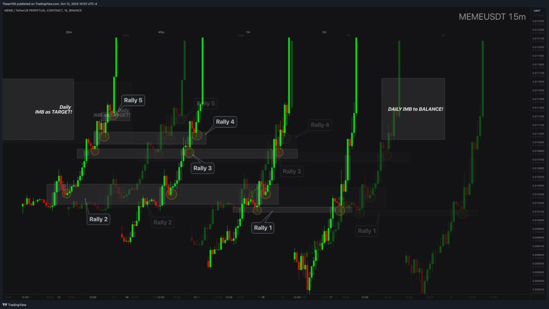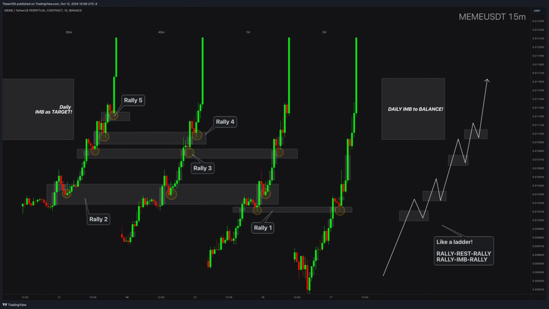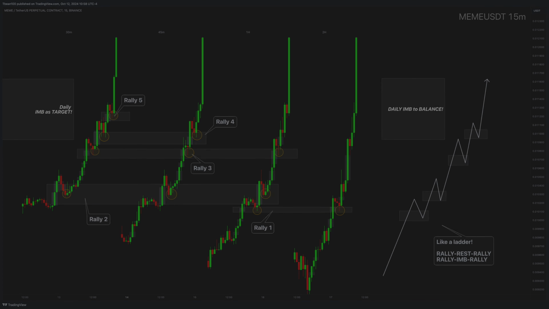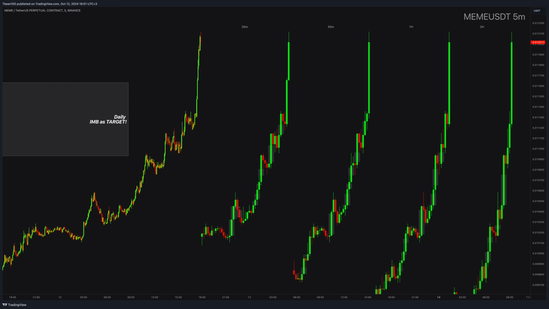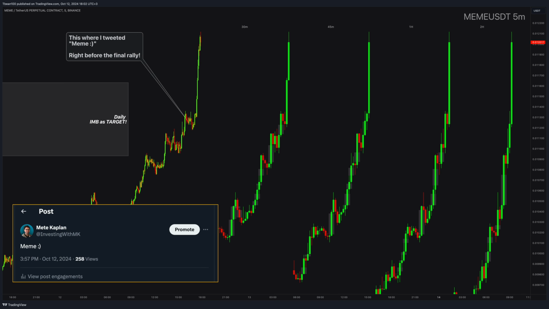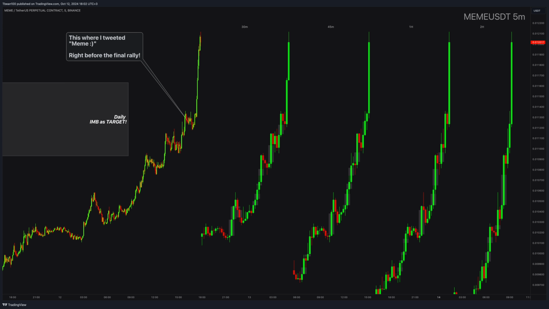Now, basically, what happens here is a ladder-like rally. Rally, rest, rally. Rally, imbalance, rally. The one strategy that we have been trading for a really long time. Let's go deeper and deeper and try to understand pattern recognition for predicting rallies. This is where I posted a tweet saying meme, basically signaling the meme coin. I honestly hate signaling things because signal services only will make you weak and bad at trading. You should be able to see all these yourself. Once you get used to it, it is not that hard.